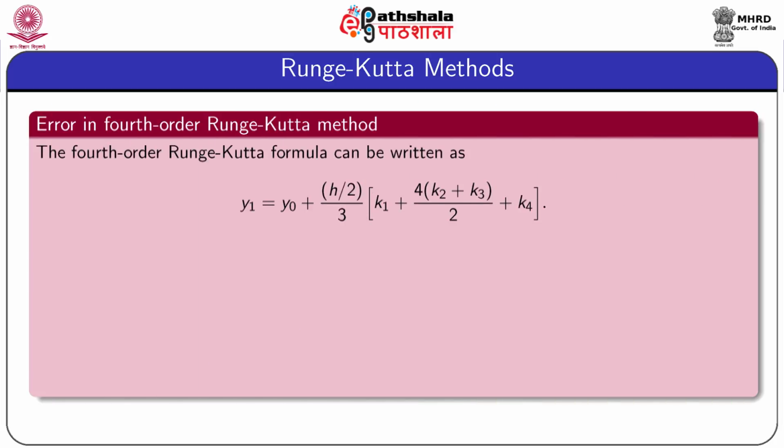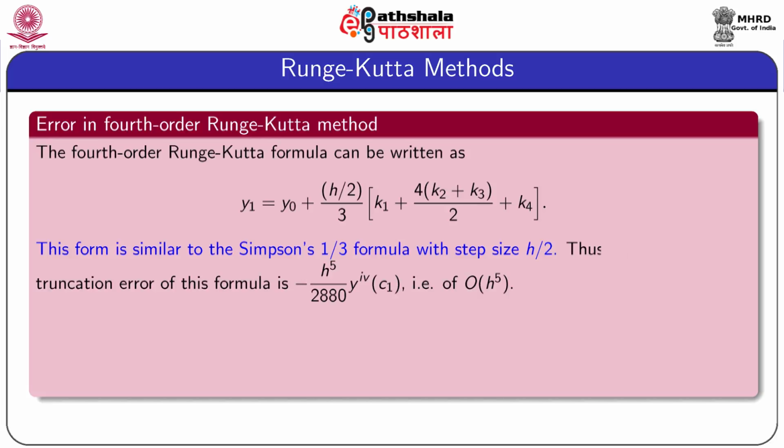The error in the fourth order Runge-Kutta method is calculated in this slide. The fourth order method can be written as y1 equal to y0 plus h by 2 by 3 into k1 plus 4 into (k2 plus k3) by 2 plus k4. So, note that this expression is similar to the Simpson 1/3 formula for integration with step size h by 2.